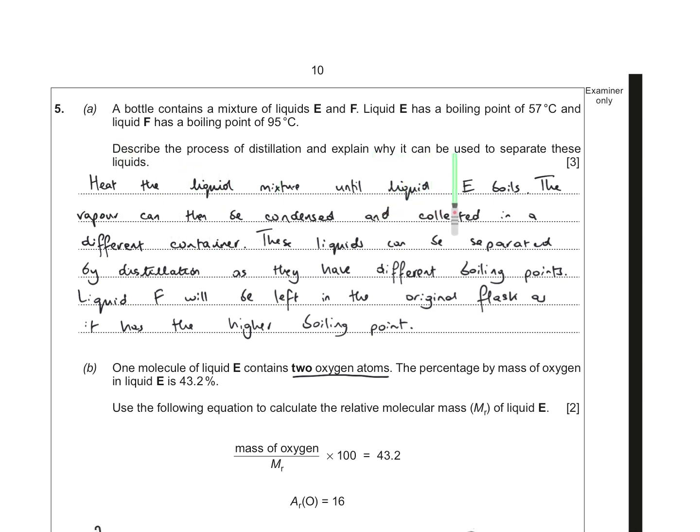Last thing, we need to explain why it can be used to separate these liquids. These liquids can be separated by distillation as they have different boiling points, and liquid F will be left in the original flask as it has a higher boiling point.